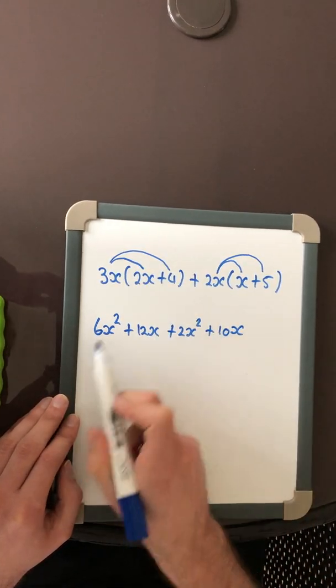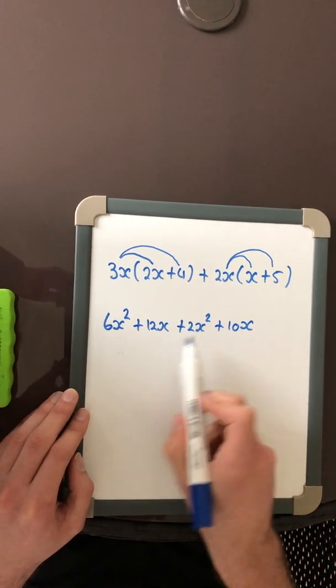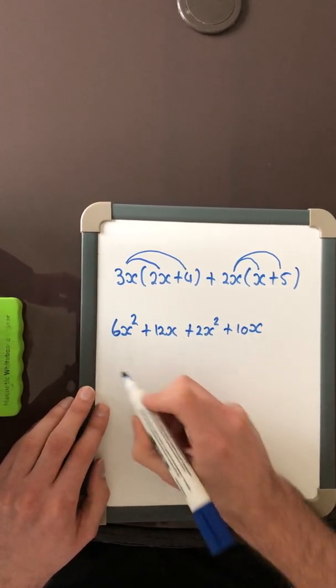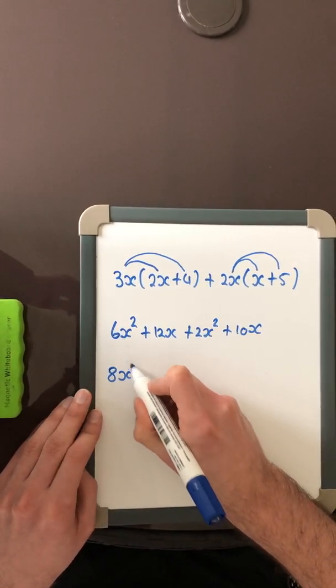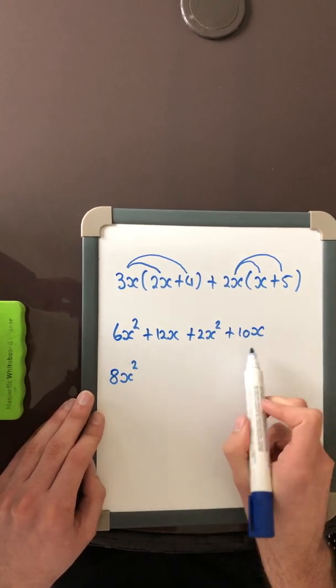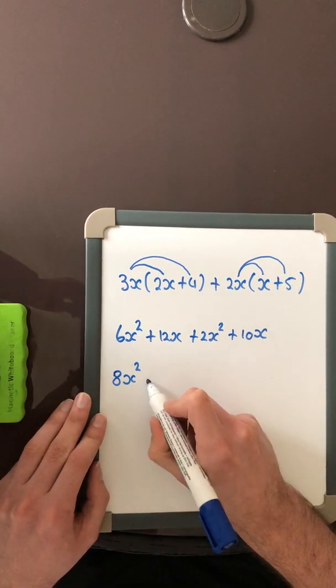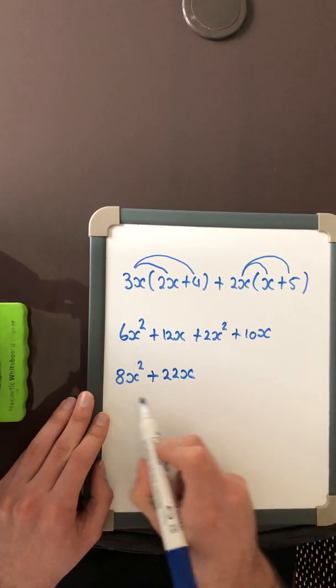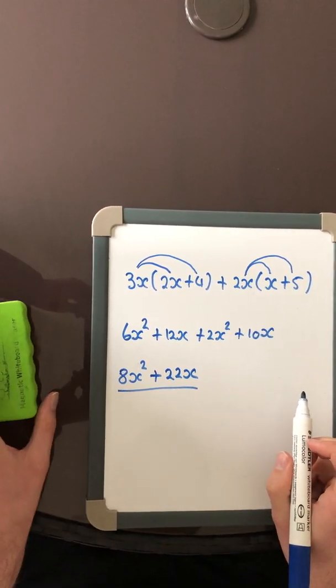And now we want to simplify this. So our x squared terms we can add together. So 6x squared plus 2x squared will give us 8x squared. And then our 12x and our 10x we can add together to be plus 22x. And that is our answer for that one.